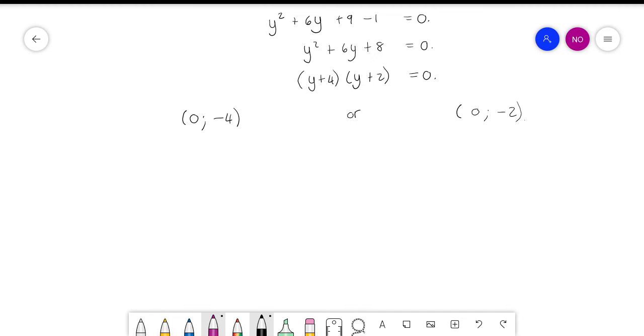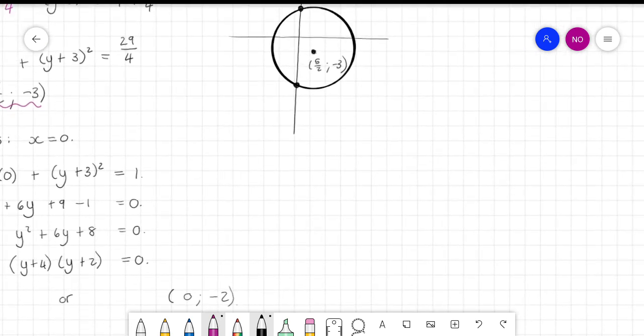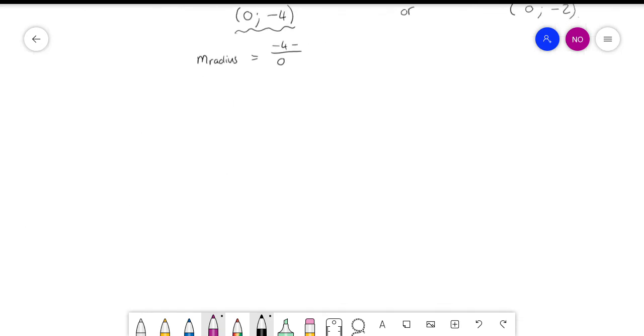So nou doen jy net presies wat ons by die vorige som gedoen het. Jy kry die gradiënt van die raaklyn, so dan kry jy die gradiënt van die radius, so dan kry jy die gradiënt van die raaklyn. En dan het jy mos 'n punt om in te stel. So let's focus on this one first. And we say the gradient of this radius will be, kom nou. Nou stel jy mos die middelpunt in.